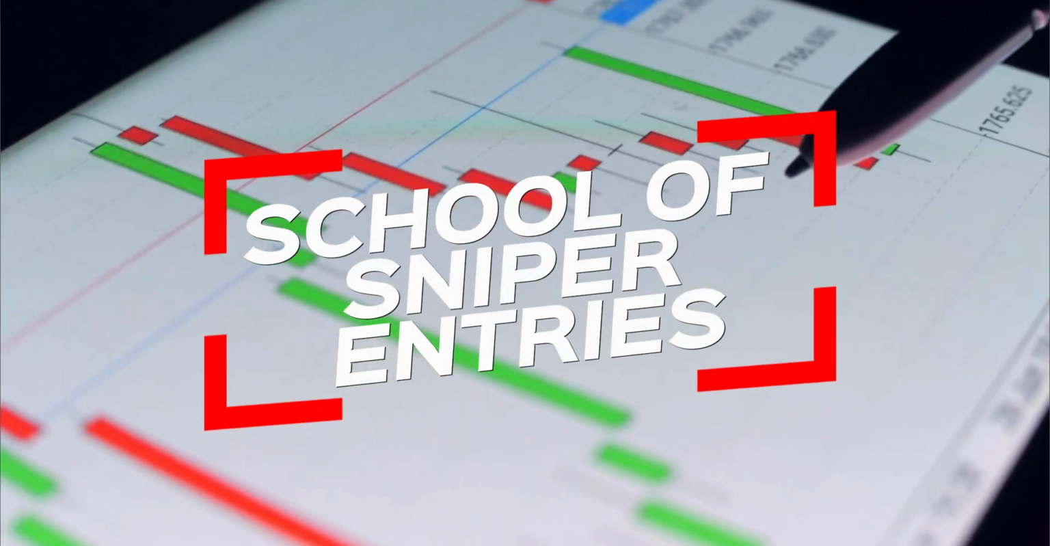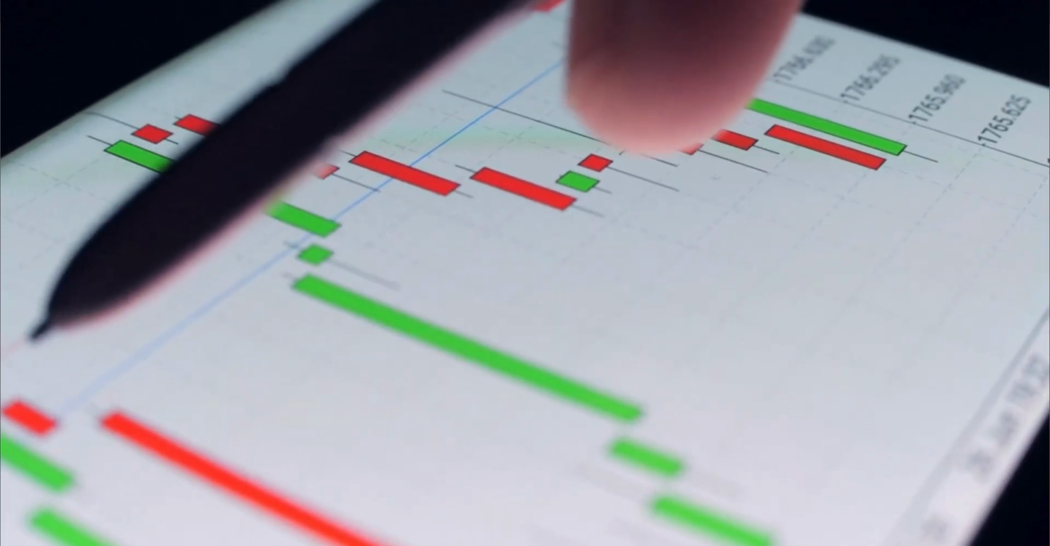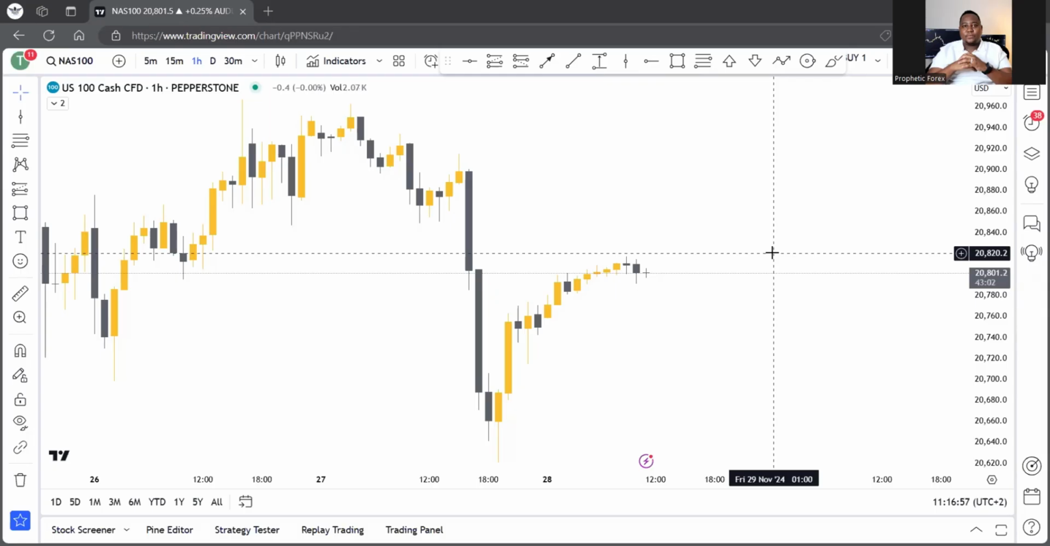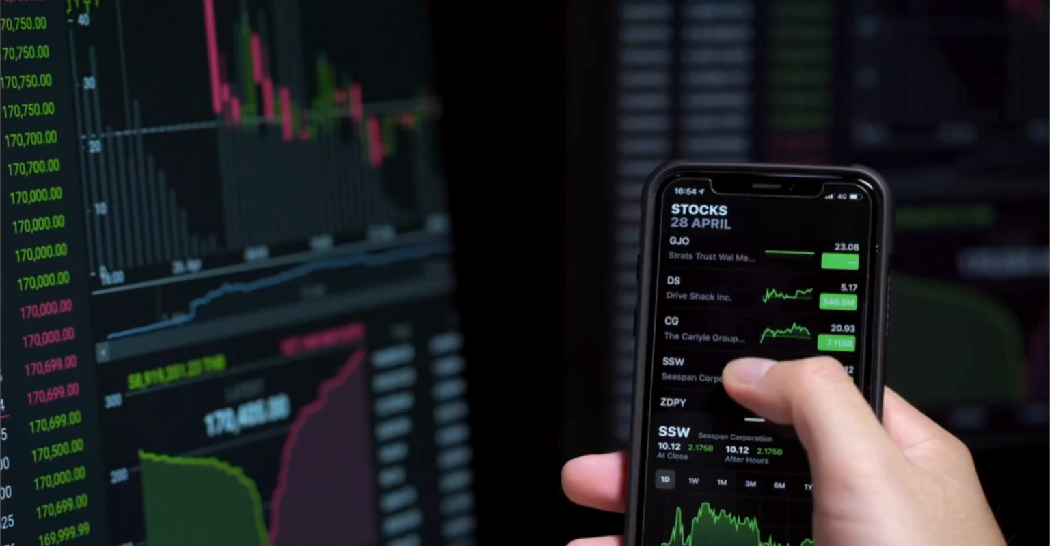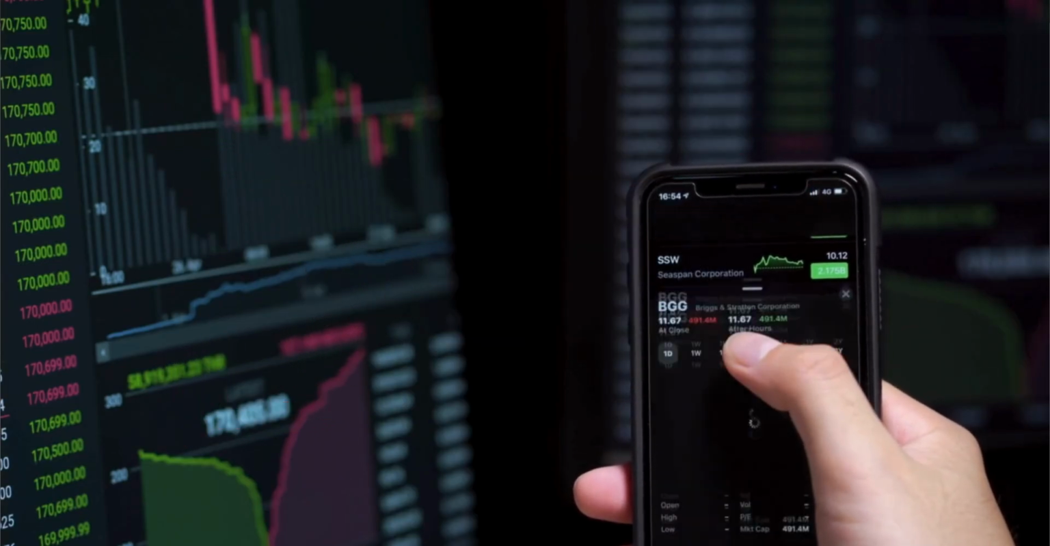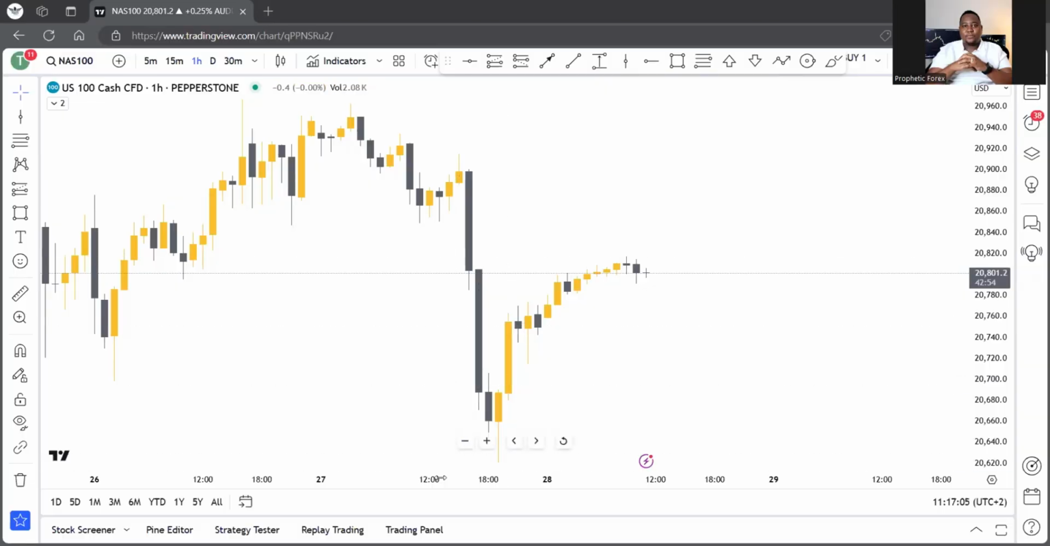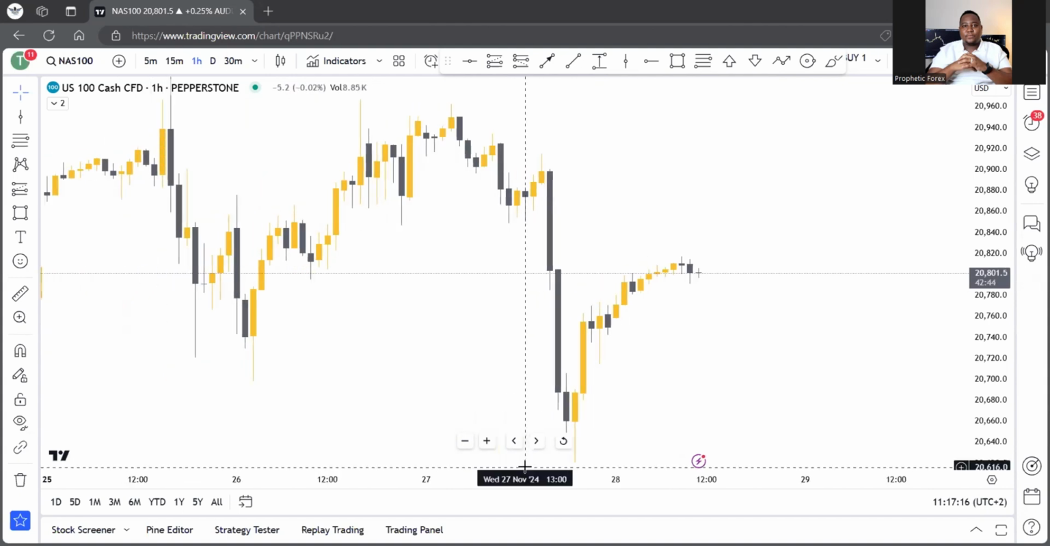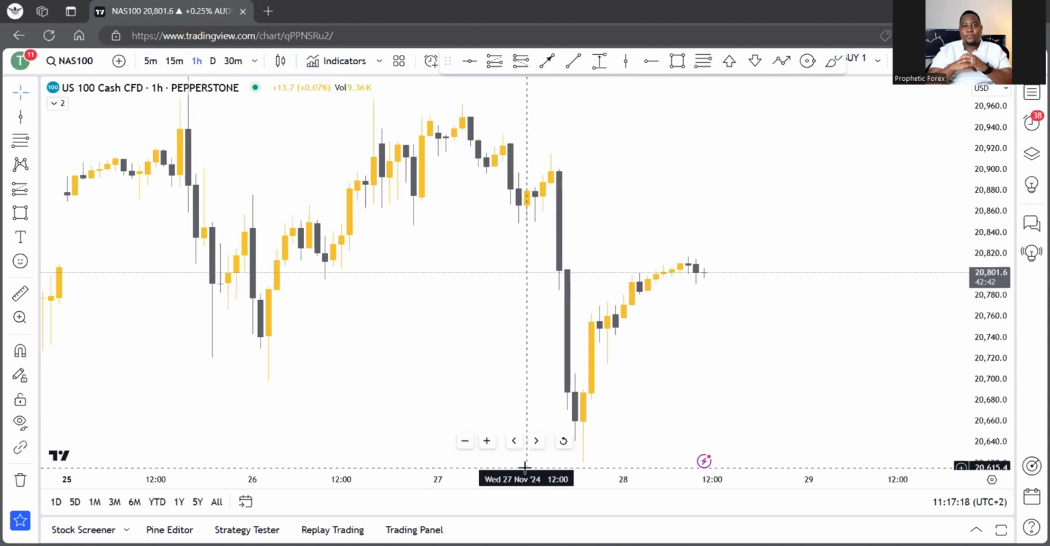Welcome to the School of Sniper Entries, and I want to teach you how to trade the NASDAQ Killzone, or the New York Killzone. I want to particularly concentrate on NASDAQ. It takes place across various USD pairs, but the most volatility comes out of indices. And I want to really show you a particularly powerful way to spot this.